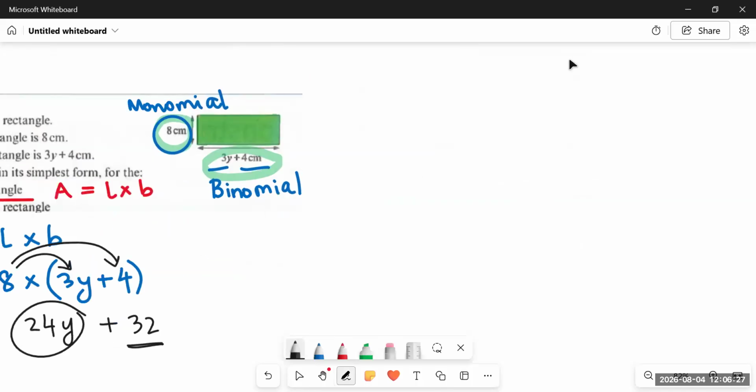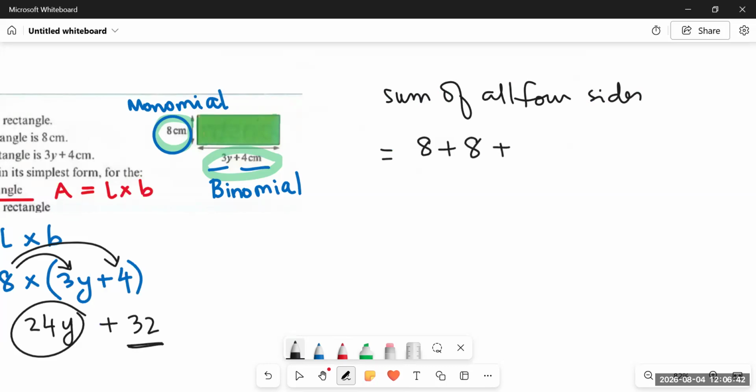So perimeter is the sum of all four sides. Okay, so if we have to find out the perimeter, what are we supposed to do? It is like this: 8 plus 8 plus 3y plus 4 plus 3y plus 4. The formula we use for finding the perimeter of a rectangle is length plus breadth multiplied by 2. And why are we multiplying it by 2?